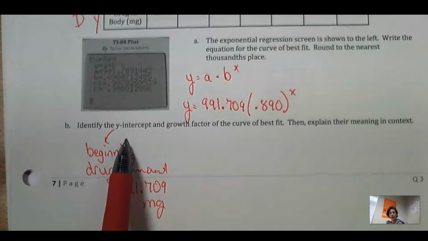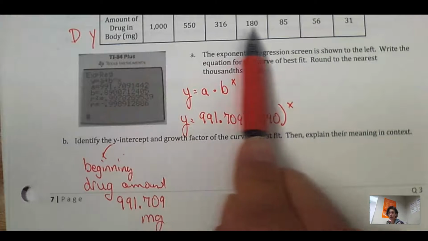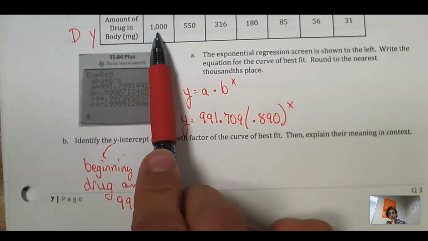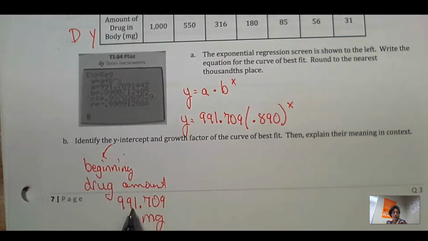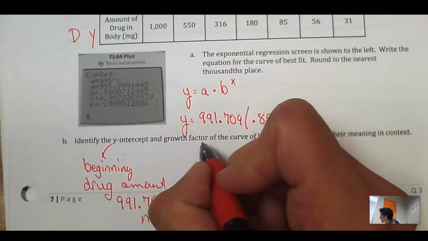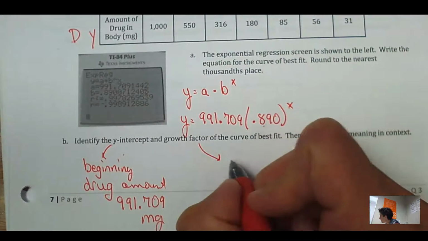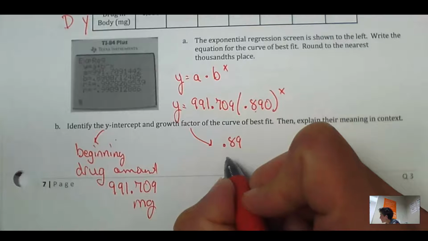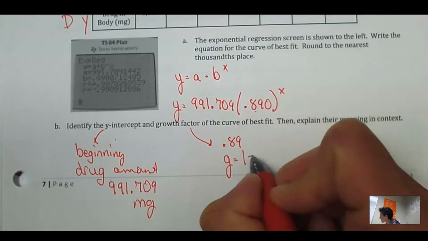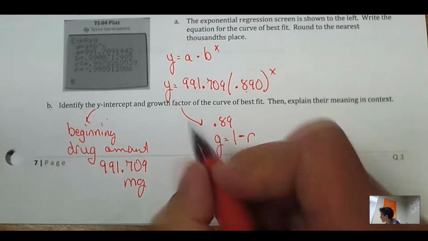But again, it's a y-intercept. I know what everything that's y represents. According to the table, it's 1,000. And this is close to 1,000. So that should make sense that these are close. And again, the growth factor, that's the other number. But again, I don't want the growth factor. I want that G comes from me, in this case, subtracting the rate.